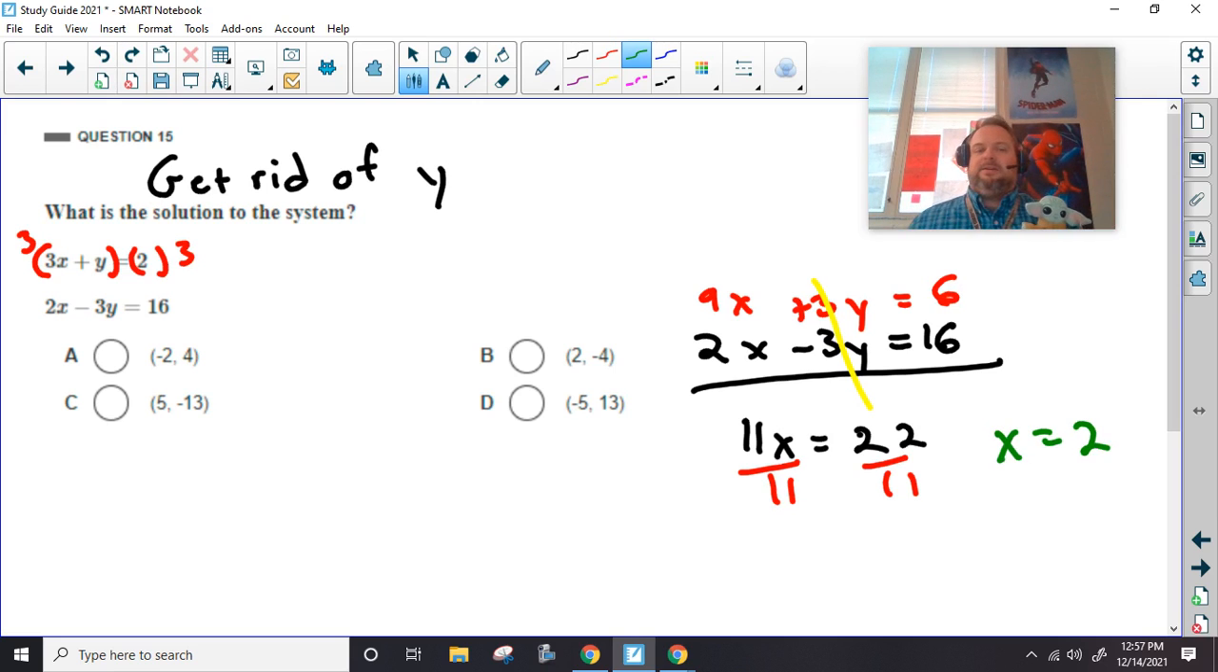Now, I need to look. Do I only have... I can go ahead and find y. I don't really have to. But could I go ahead and answer the problem right now? Yeah, this one's going to be B. And that's part of the test taking skills. Especially with the math portion of the ACT, because you have 60 questions in 60 minutes. They teach you how to solve it quickly. If you can get part of it, then you don't have to waste a lot of time.